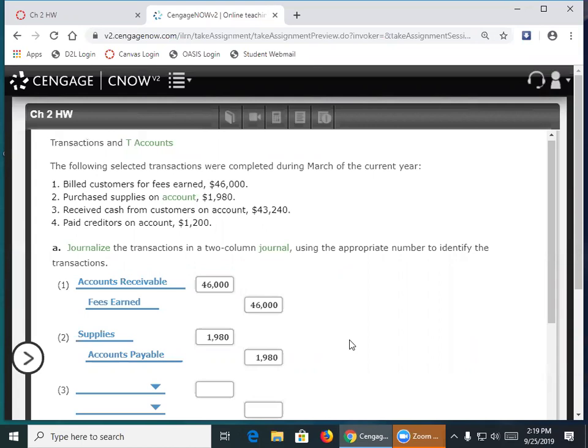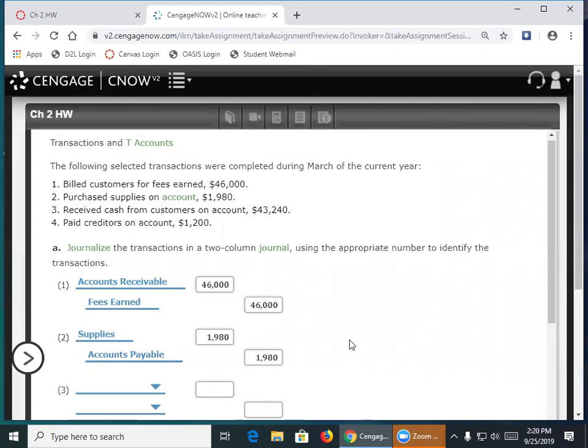So this one is a little tricky, and that's why I kind of chose it, because you're receiving cash from customers on account. When you see that you receive cash, well, we know when we see receive cash, cash is doing what? Going up, right? Because we received it. So that's easy. We know we need to debit cash.